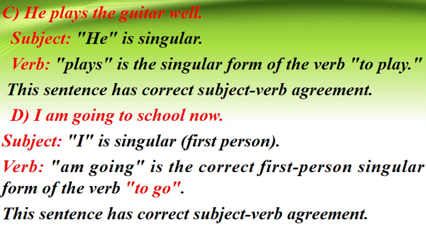D. I am going to school now. Subject, I is singular first person. Verb, am going is the correct first person singular form of the verb to go. This sentence has correct subject-verb agreement.